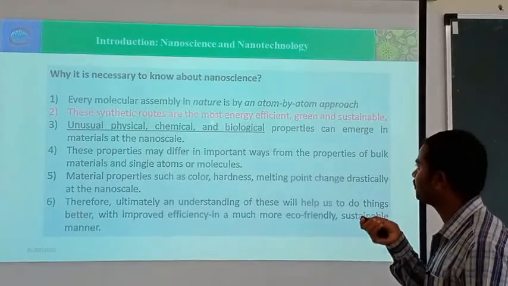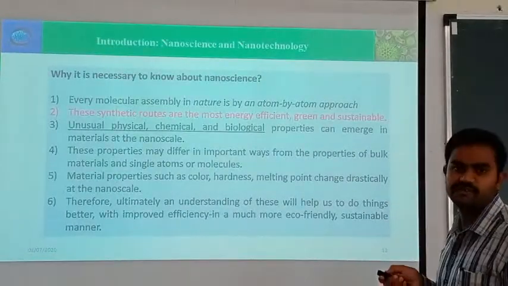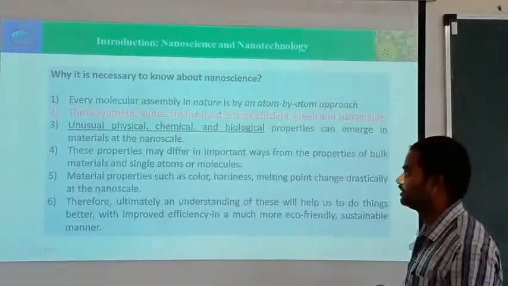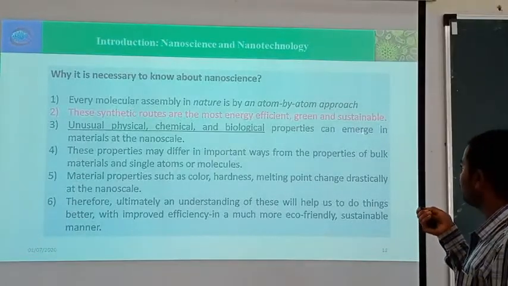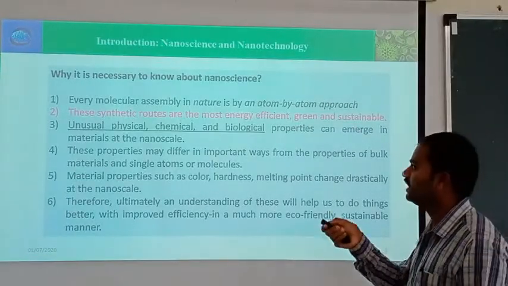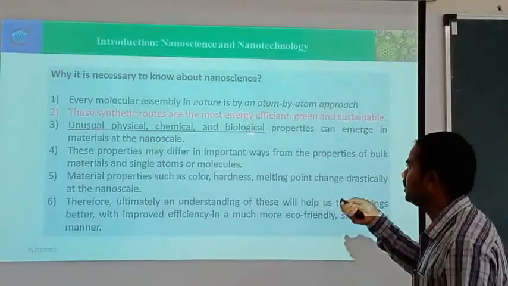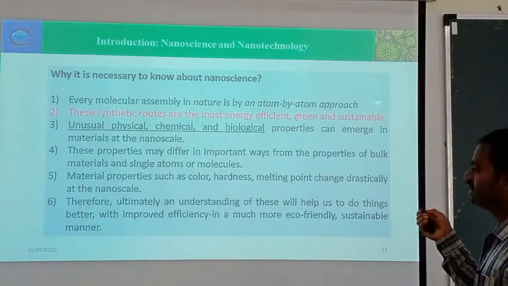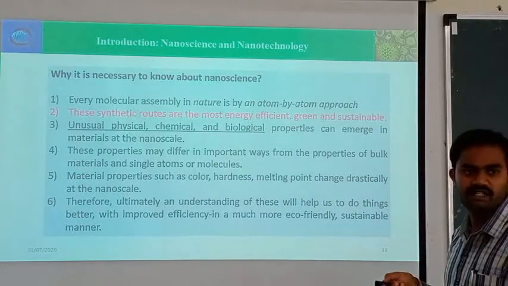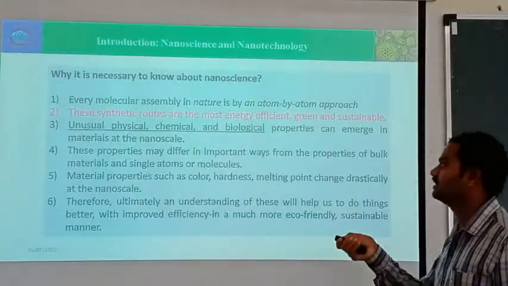You have to follow the routes which are the most efficient as well as green and sustainable for the synthesis of that nanomaterial. Unusual physical, chemical, and biological properties can emerge in the material at nanoscale. When you go to nanoscale, this is the beauty. Unusual physical, chemical and biological properties emerge at nanometric scale. That's why we are focusing on nanometric scale, nanomaterials.